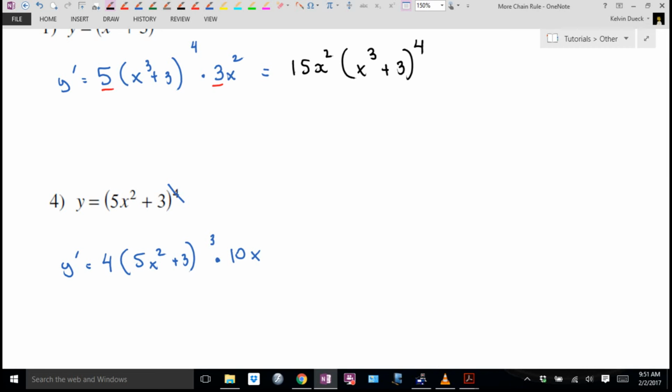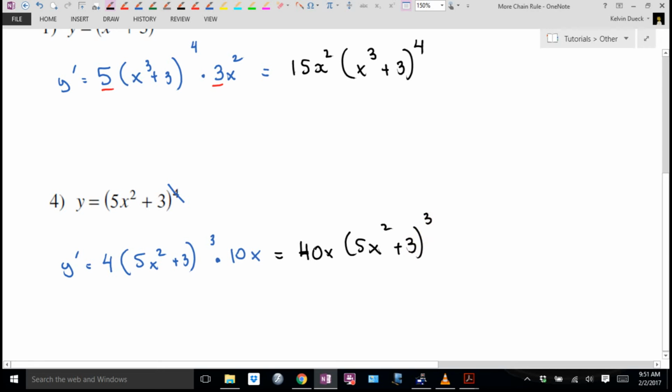What I don't like about that textbook is I could never figure out what its simplifying rules were. For this one here, it would be a 40, an x, and a 5x squared plus 3 all cubed.